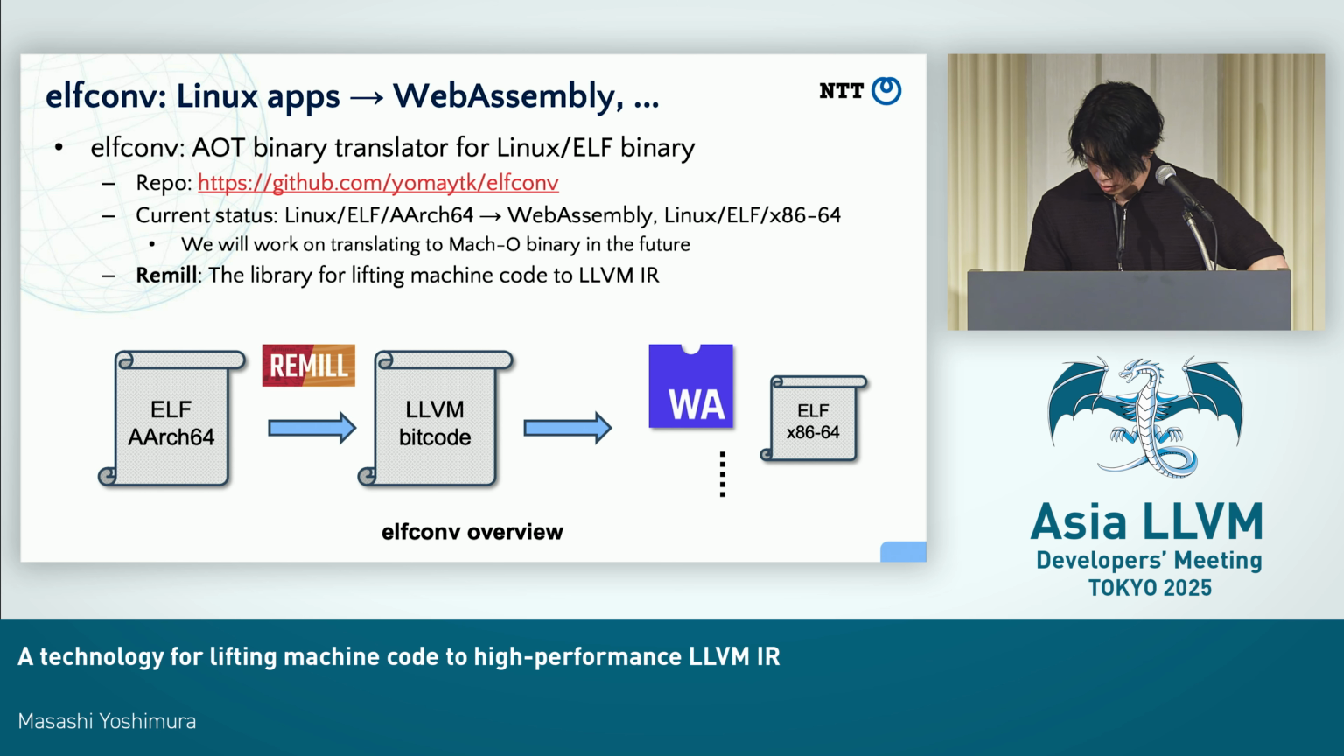elfconv uses a library called Remill. Remill is a library for lifting machine code to LLVM IR. The figure below shows how elfconv works. It first converts Linux ELF into LLVM bitcode, and then uses existing compilers to generate a native executable for the target environment.